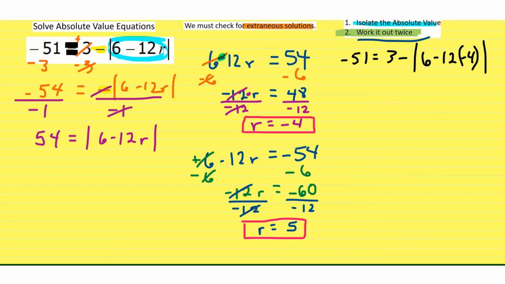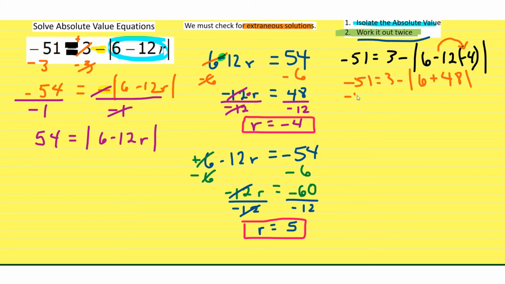Okay, and I just keep using my algebra, my order of operations, and I keep working it down to see if it actually is valid. So negative 51 is equal to 3 minus, now I need to figure out all this stuff inside the absolute value. Okay, so negative 12 times a negative 4 would be a positive 48, and a positive 48 plus the 6. If we want to slow that down, it would be 6 plus 48, because I would do the multiplication first.